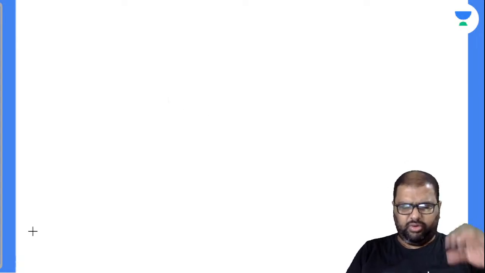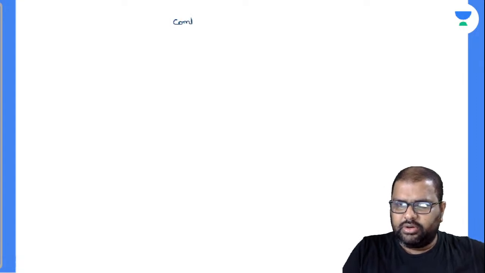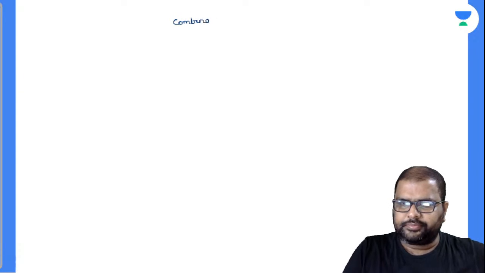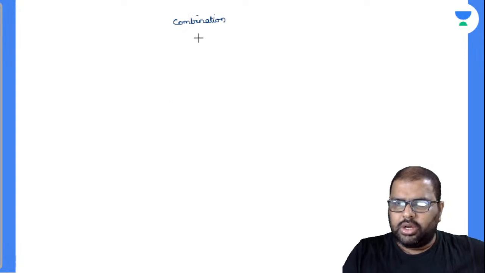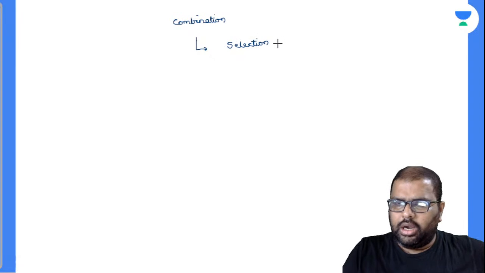I'll go with the basics there. Before going into the basics of permutations and combinations, I'll write down one point. I'll write down combination first, and then on the next slide permutations. First of all, what is combination? Combination is nothing but selection, or I can call it choosing.